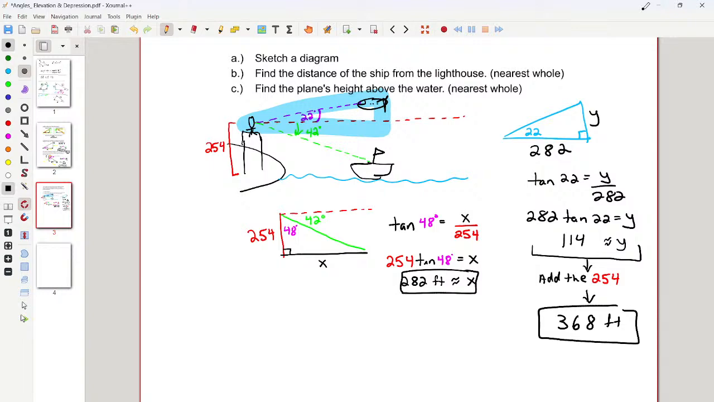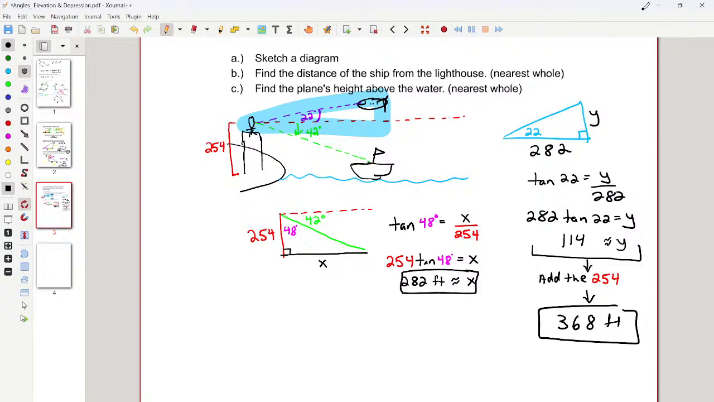All right. Hopefully the highlighting of the triangles helps so you can see. And you're basically doing one problem, taking that answer, putting it into the second problem. And lastly, for the third or fourth time, don't forget to add the height that you're looking at. So in this case, you're already 254 feet in the sky.